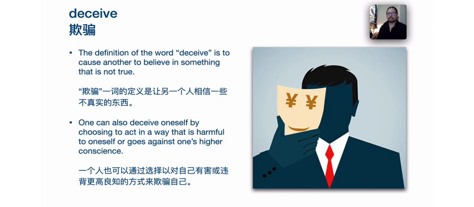The definition of the word deceive is to cause another to believe in something that is not true. One can also deceive oneself by choosing to act in a way that is harmful to oneself or goes against one's higher conscience.